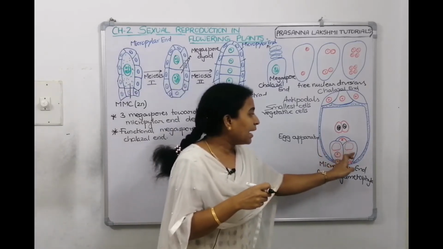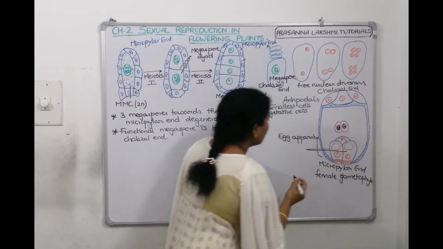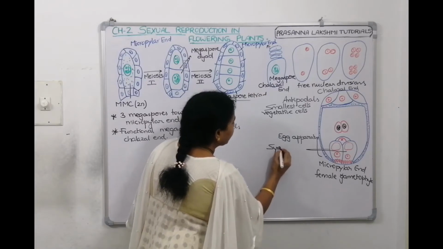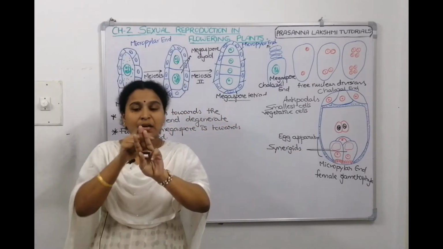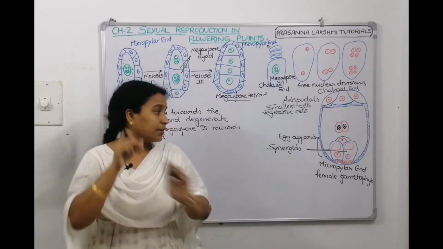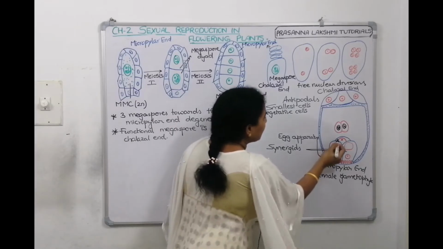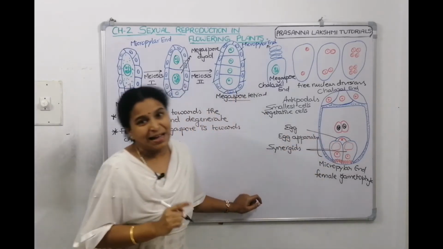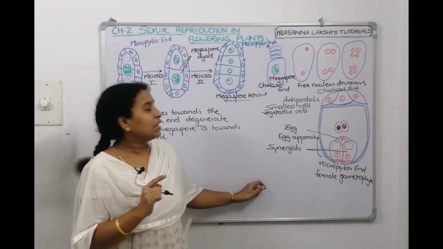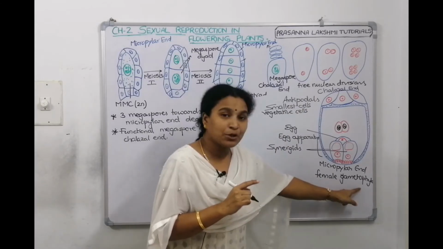So this cell and this cell are called synergids. What is this cell and this cell called? These 2 are called synergids. Synergids are on the lateral side, egg is at the center. Now what is this called? This is called the egg, the female gamete. Since the female gamete is there, you are calling the complete structure the female gametophyte.